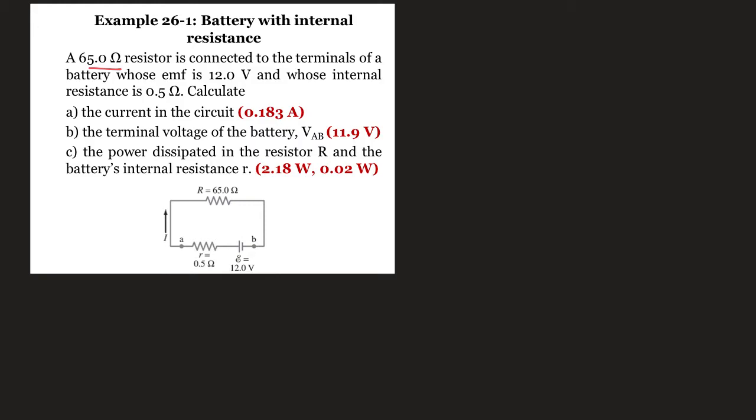So internal resistance is basically around 0.05 ohm or 0.1 ohm, which is very very small, but can increase because of the age of the power supply. So the 65 ohms here is the external resistor. I'm going to denote it as capital R, and the internal resistance here is going to be 0.5 ohm.